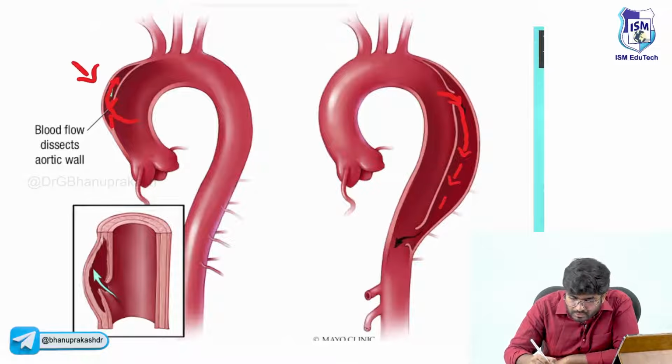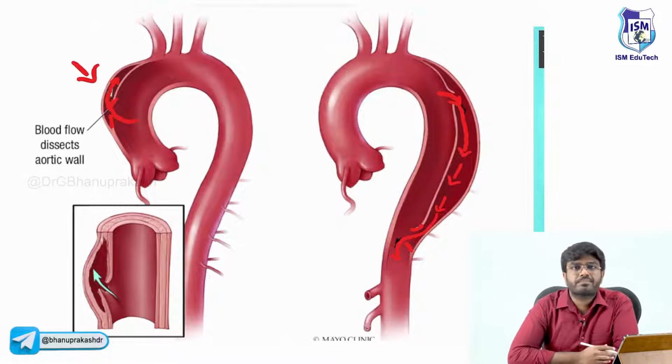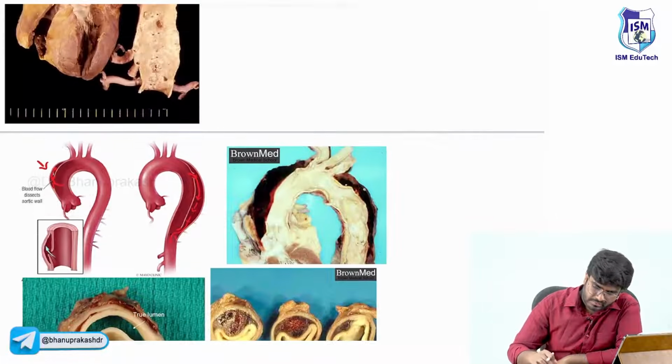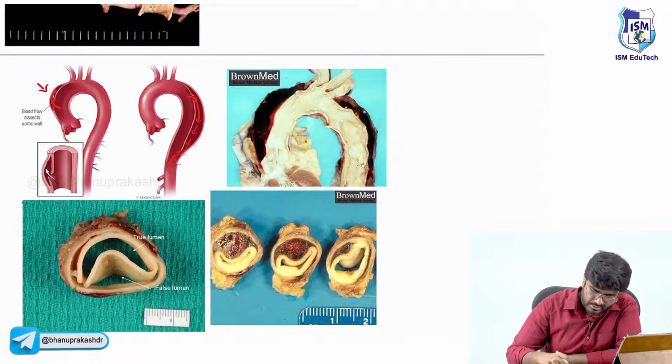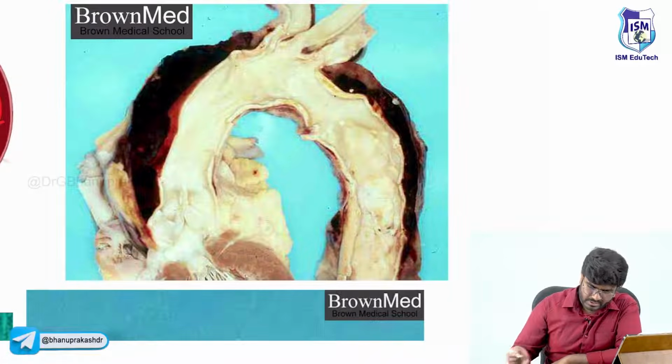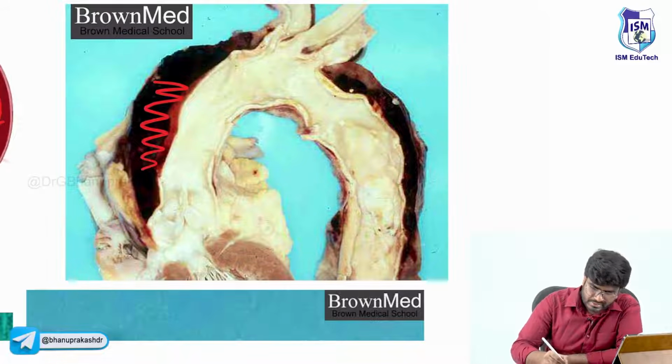The blood is flowing through the vessel wall, and this blood is again coming back into the lumen. Again there is one more damage here. Again the blood is coming back. So this is what? This is aortic dissection. Here this is the real image, the gross image. You can see the blood is in the wall.